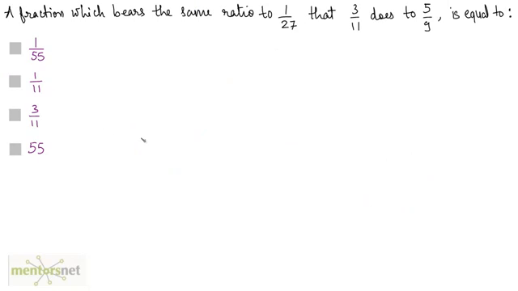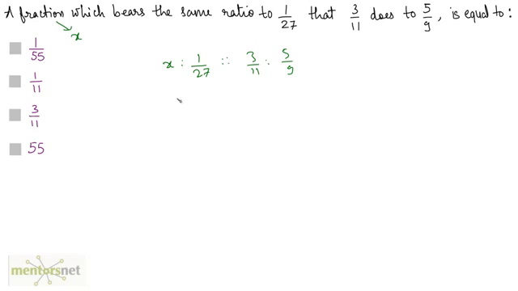A fraction which bears the same ratio to 1 by 27 that 3 by 11 does to 5 by 9 is equal to... Well, let this fraction be x. Now x bears the same ratio to 1 by 27 that 3 by 11 does to 5 by 9. So the ratio of x and 1 by 27 is proportionate to the ratio of 3 by 11 to 5 by 9. So x is to 1 by 27 is proportionate to 3 by 11 is to 5 by 9.